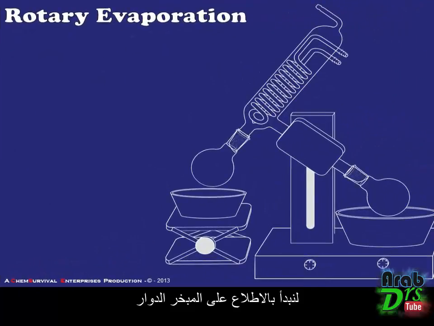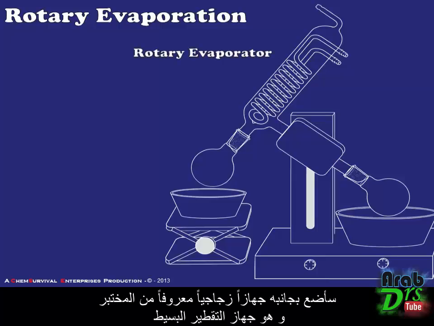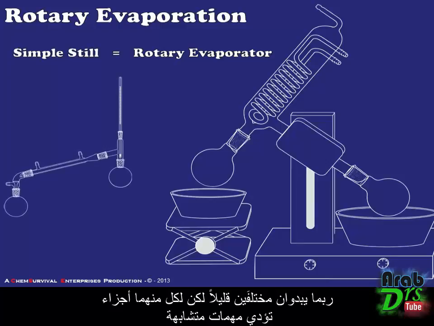Okay, so let's begin to familiarize ourselves with the rotary evaporator. I've shown a schematic here of a typical rotary evaporation unit, and I'm going to place this rotary evaporator next to a very familiar glassware apparatus from our labs, and that's the simple distillation apparatus. Now, while they may look quite different, there are regions of each which serve similar purposes.